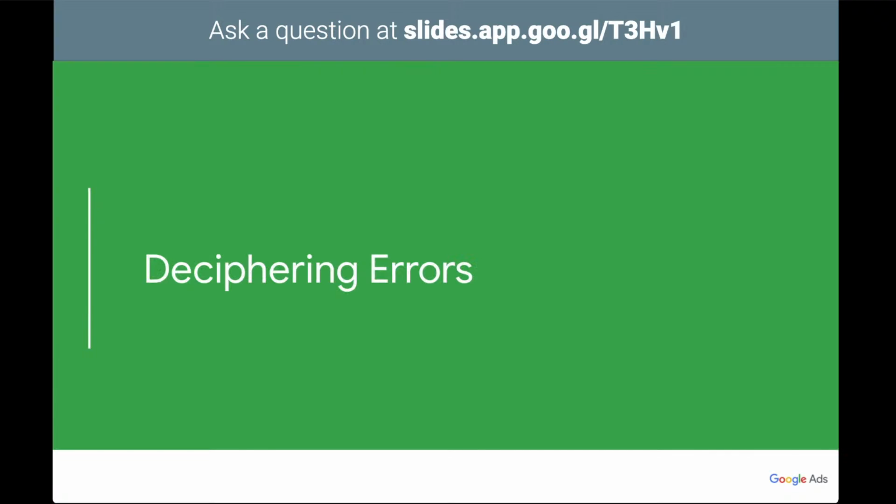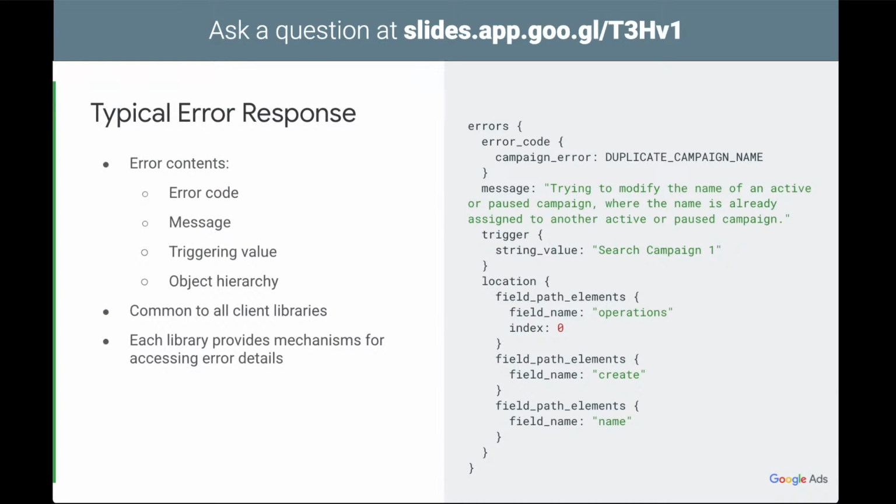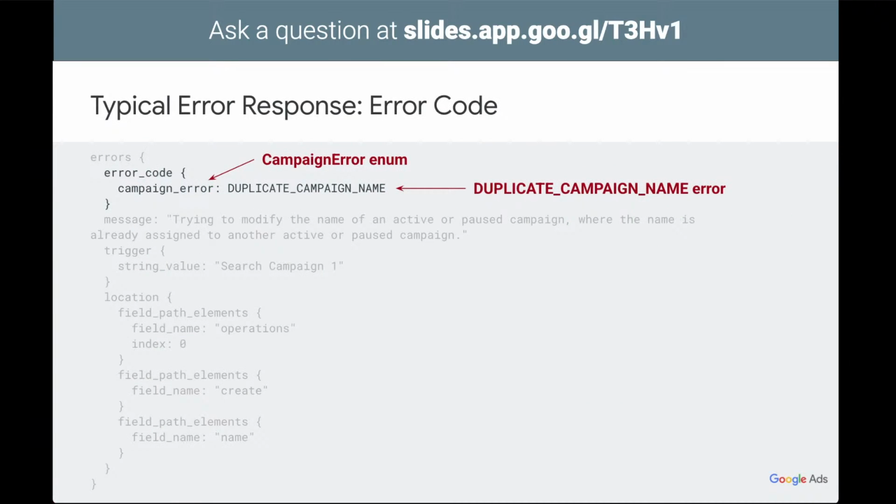So what does an error actually look like? A typical error response contains an error code, a message, a triggering value, and an object hierarchy. All client libraries return the same information, but implementation will be slightly different between them. Let's take apart my example error on the right to see each of these. First, we have an error code, which contains an enumeration, in this case campaign error, and the specific error, in this case duplicate campaign name.